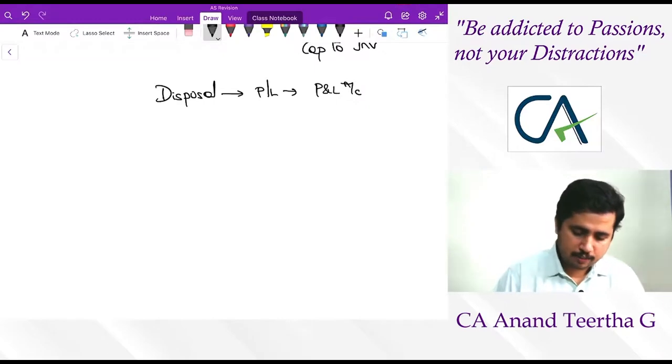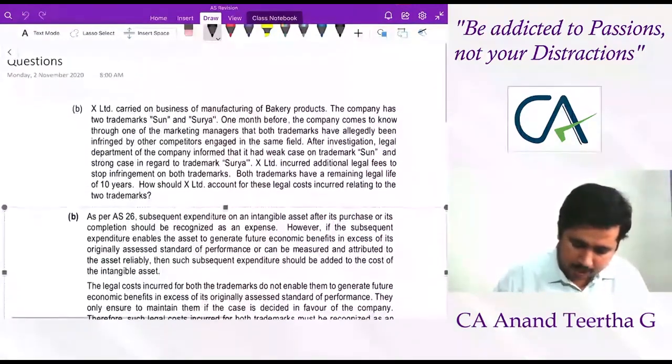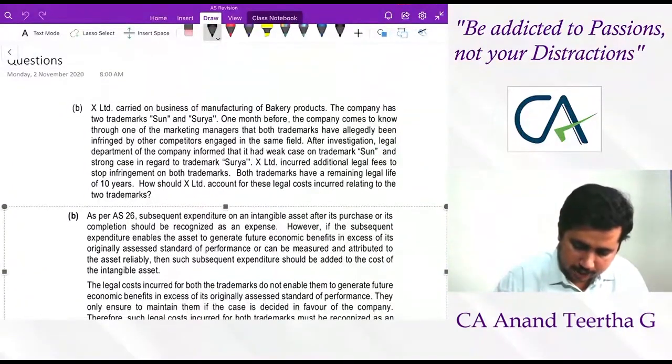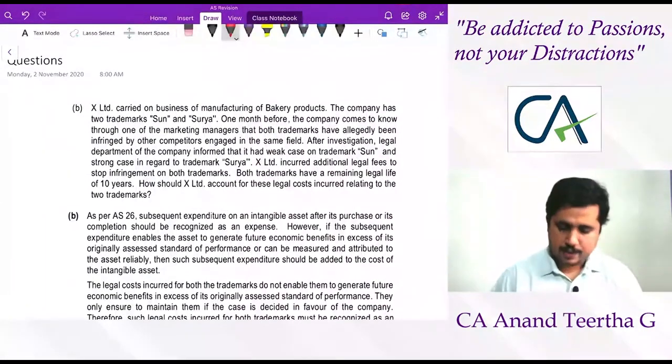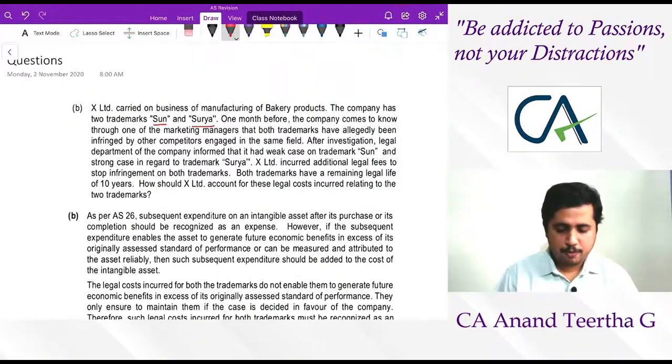Now the last part of the standard is to go towards a question based on this, which I have picked from RTP and MTP, and let's see how it is supposed to be done. First, I will read the first question. X Limited carries on business of manufacturing of bakery products. The company has two trademarks, Sun and Surya. 1 month before, the company comes to know through one of the marketing managers that both trademarks have allegedly been infringed by other competitors engaged in the same field.